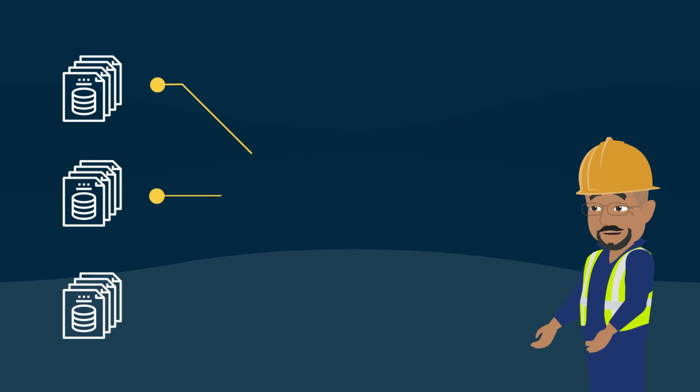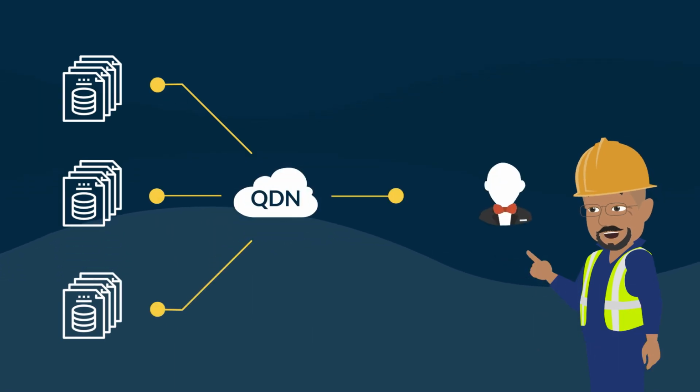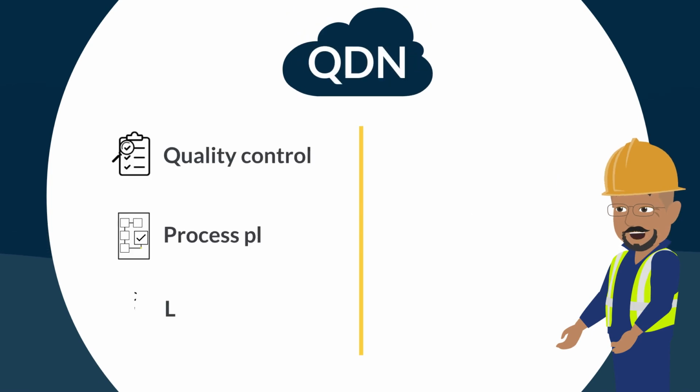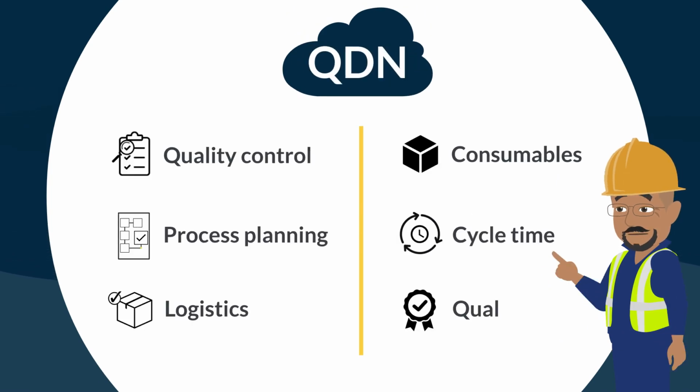This data can be collected and disseminated to various stakeholders in the process, thus bringing quality control, process planning, and logistics on the same page with respect to the consumables, cycle time, and quality of manufactured goods.